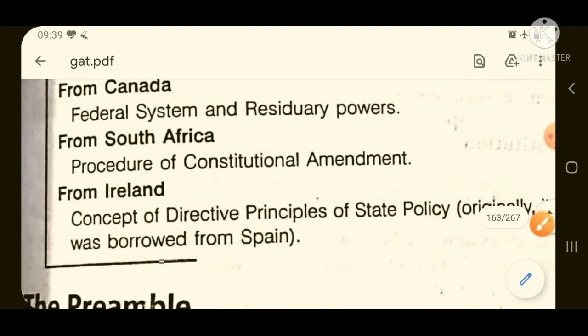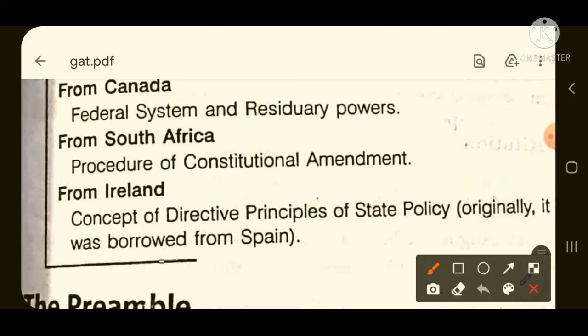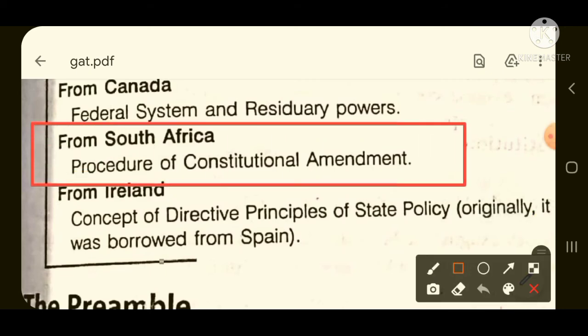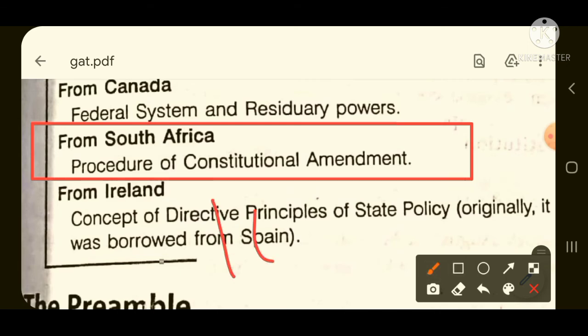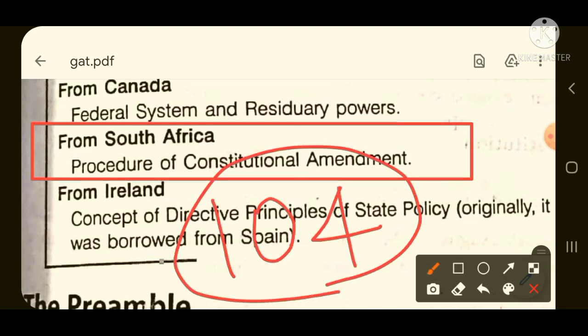Next thing is the procedure of constitutional amendment. In our constitution we have seen a lot of amendments. Around 104 amendments have been made till now. Important amendments I will take in future classes, so you can stay tuned with this channel. In future I will cover what is an amendment, what kinds of amendment there are, how the constitution can be amended, what the procedure for amendment is, and when amendments have taken place. A total of 104 times our constitution has been amended.